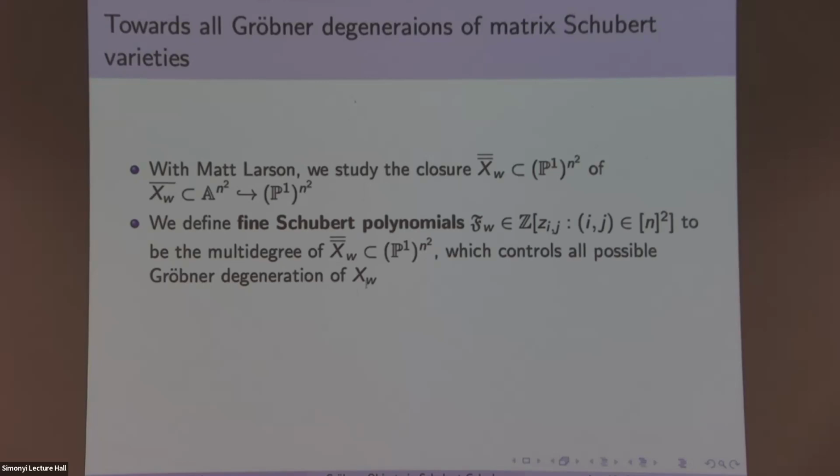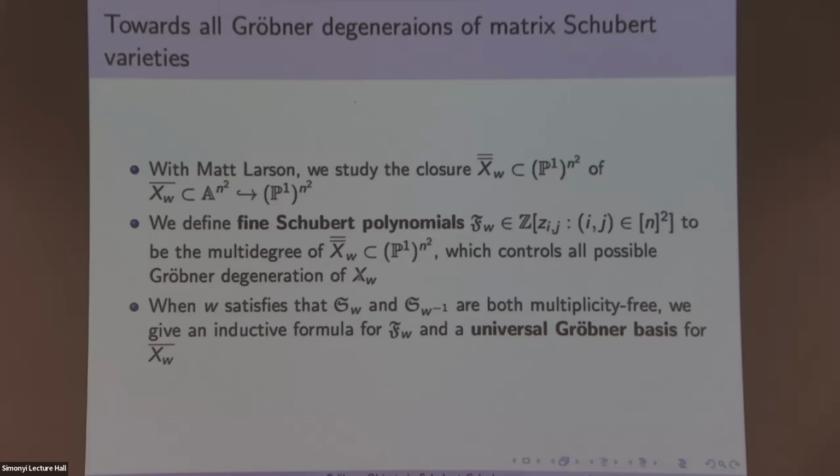This somehow controls, in a sense, all possible Gröbner degenerations of the matrix Schubert variety. This should be a bar here in matrix Schubert variety. And one application of this perspective is that when my permutation satisfies some special condition, here we ask for the Schubert polynomial and the Schubert polynomial for the inverse permutation to be multiplicity free, we were able to give an inductive formula for these fine Schubert polynomials and also give a universal Gröbner basis for the matrix Schubert variety in these particular special cases. And I will end my talk here. Thank you very much.